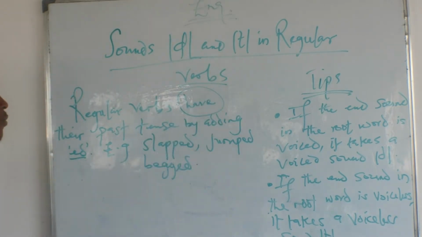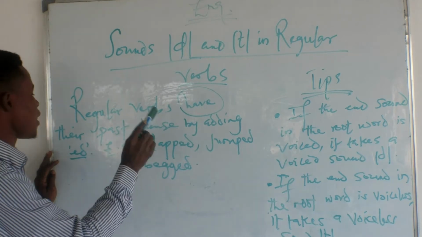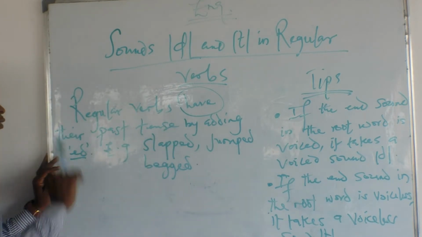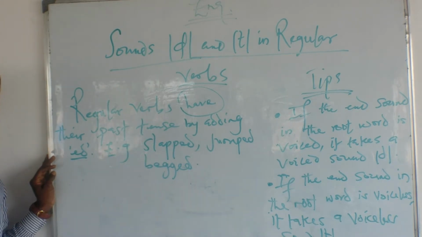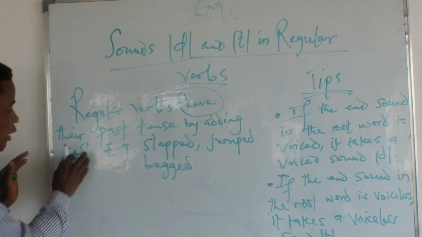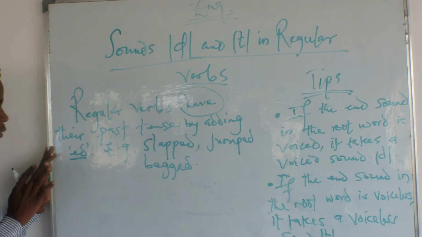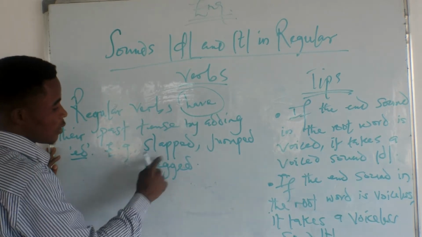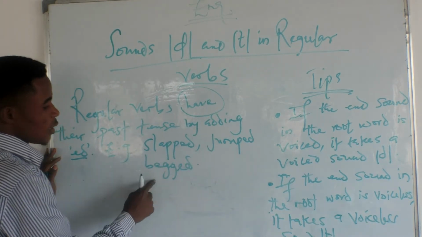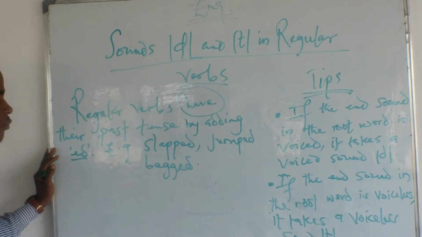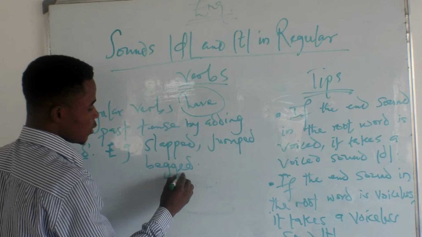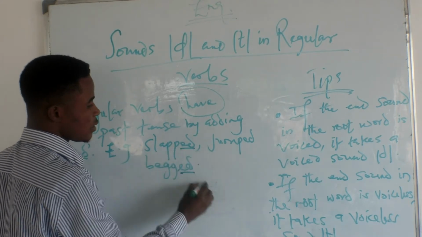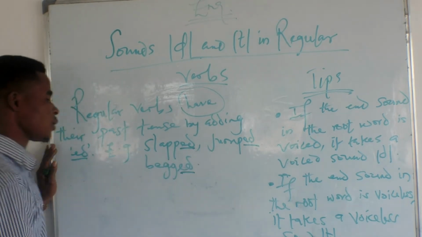Now, what are regular verbs? We say that regular verbs have, let's put it that way, their past tense just by adding ed. Alright? Now take note of the ed. We have examples like slapped, jumped, and begged. Okay? Now, the question is, we have ed here, here, and here.